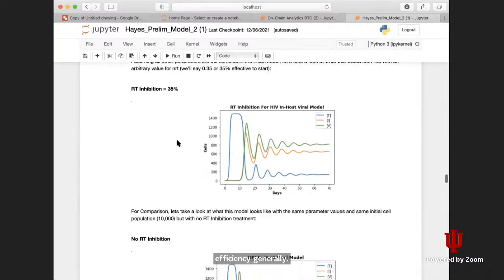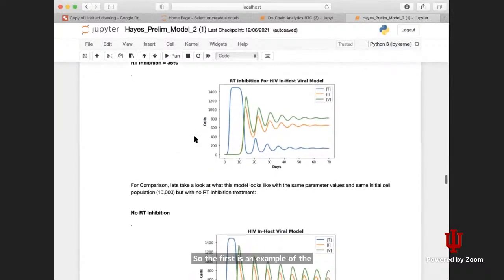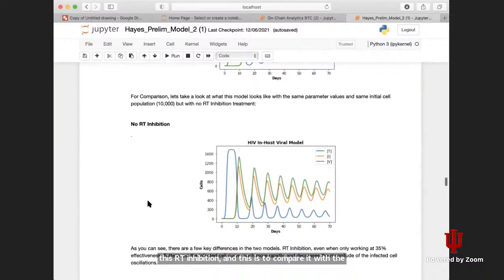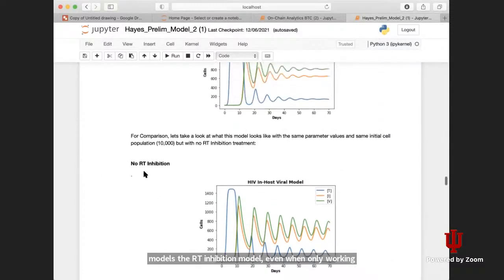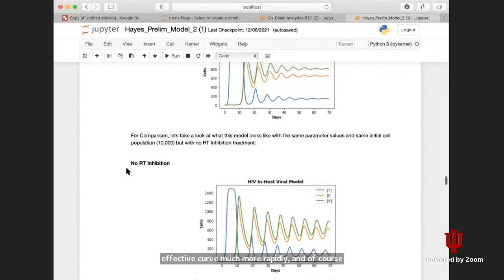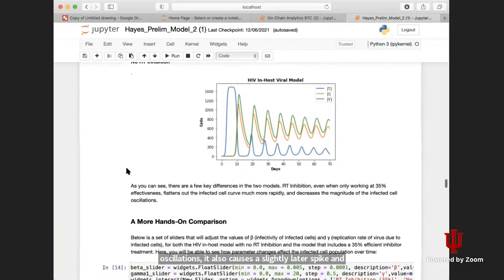So the first is an example of the original model with this RT inhibition, and this is to compare it with the exact same model parameters without RT inhibition. And there are a few key differences in the two models. The RT inhibition model, even when only working at 35% effectiveness, will actually flatten out the infective curve much more rapidly, and of course decrease the magnitude of the infected cell oscillations. It also causes a slightly later spike in infected cells, which is a common theme we've seen.